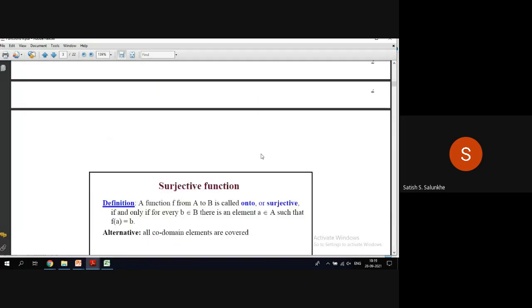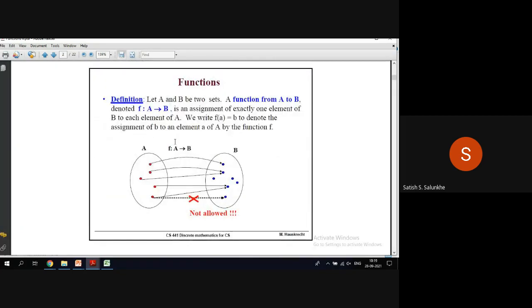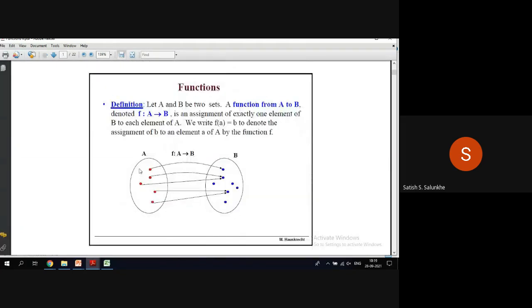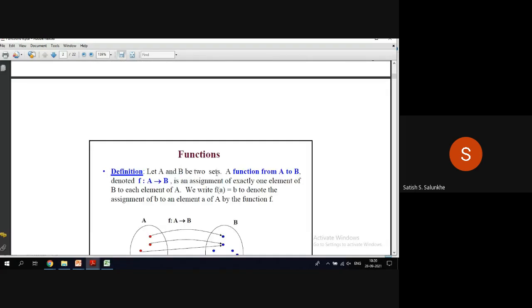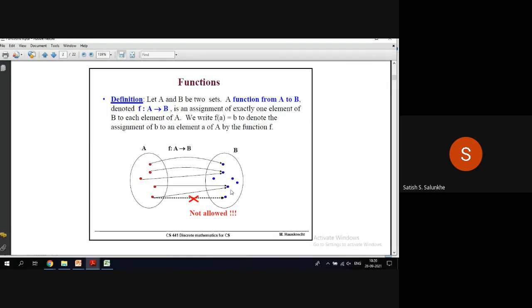So let us take a quick visualization of when it is a function and when it is a non-function. It is a function. Why? Because every element is having some associated element in the codomain. So this is a function. This is not a function. Why? Because elements belonging to the domain are having two images in the codomain. This is not allowed. So this is not a function.